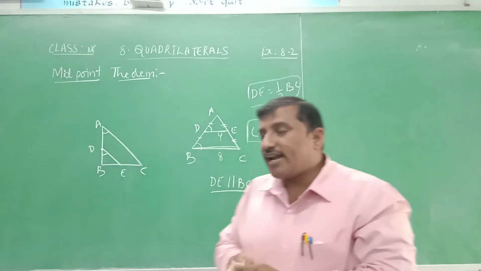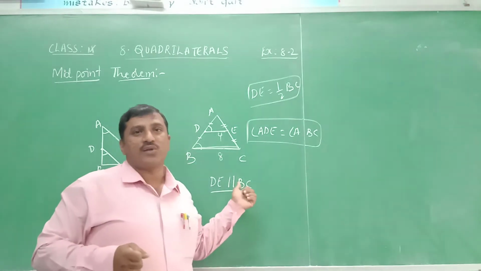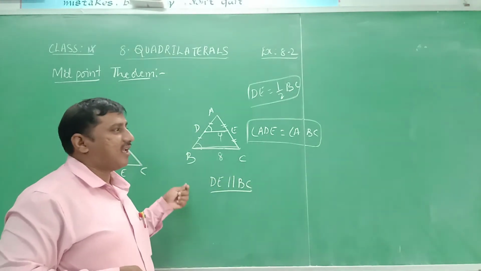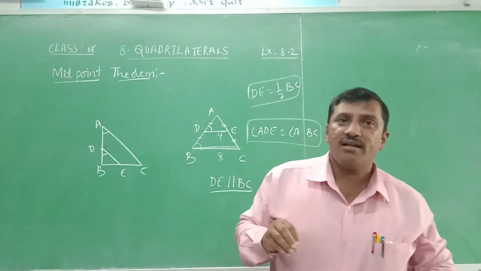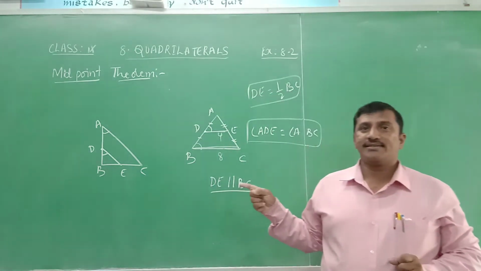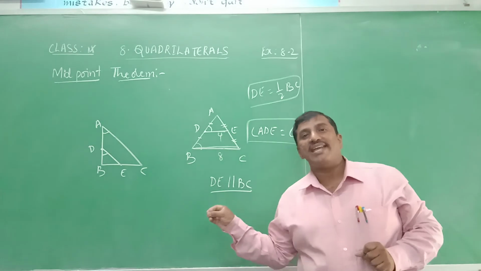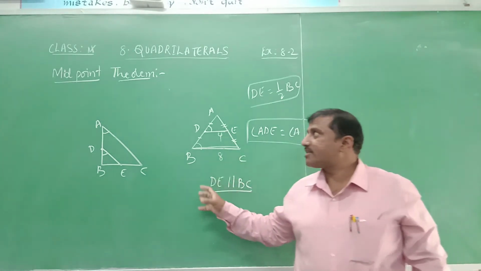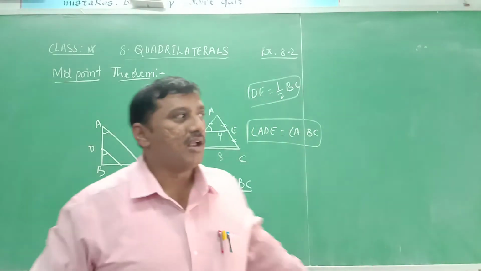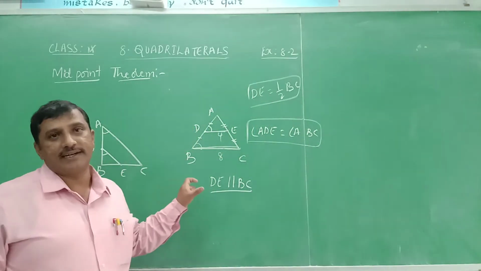So now what we studied is a property related to the triangle. That is, if the two midpoints of two sides of a triangle are joined, then the line segment formed is parallel to the third side. This statement is midpoint theorem. Now we will prove this midpoint theorem.